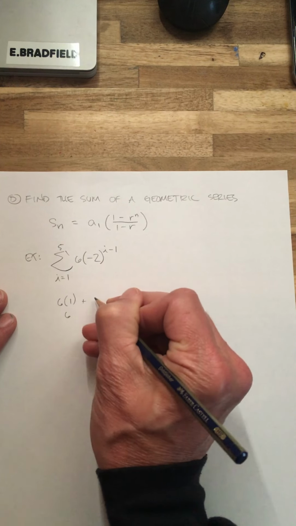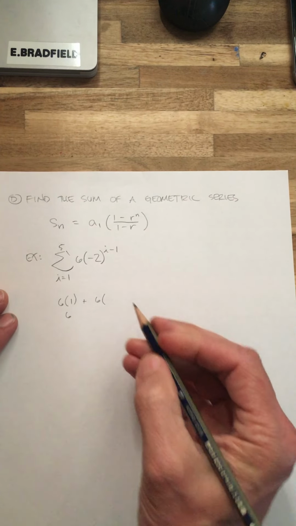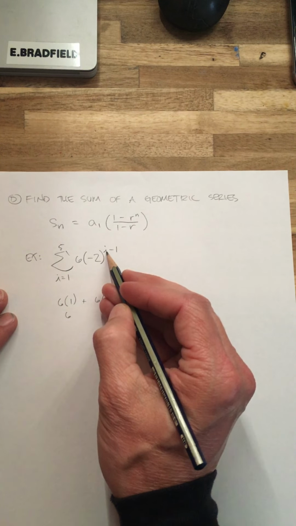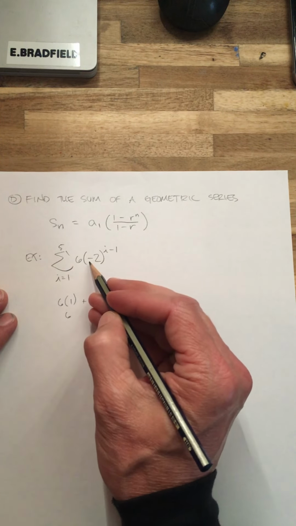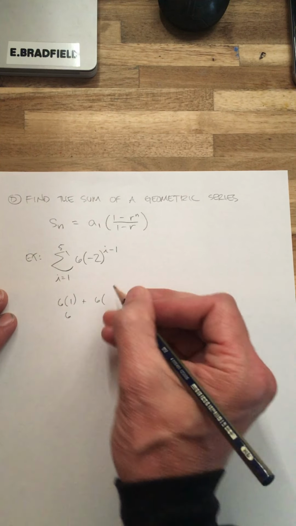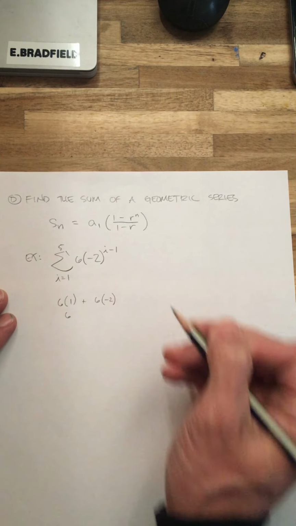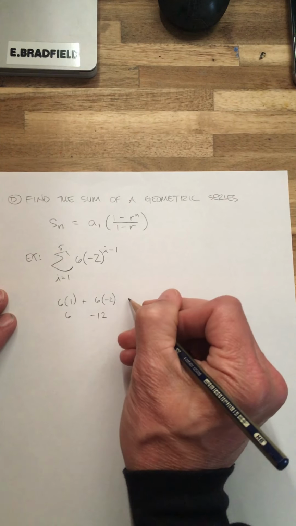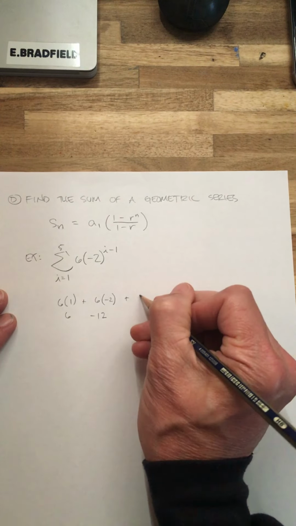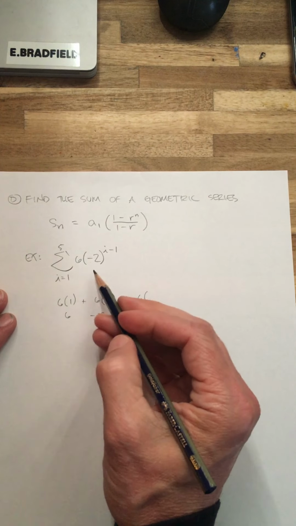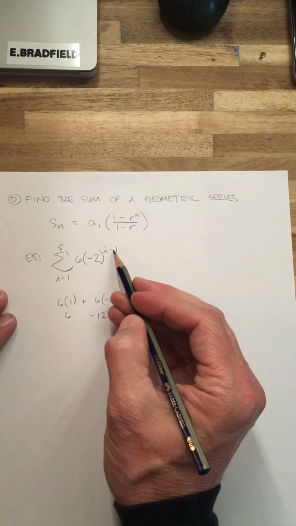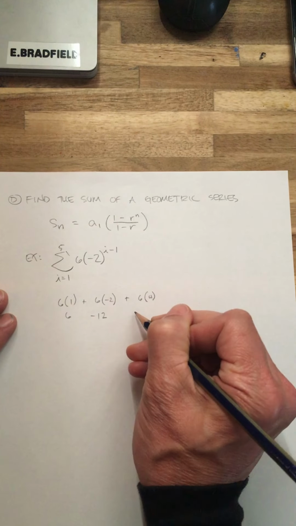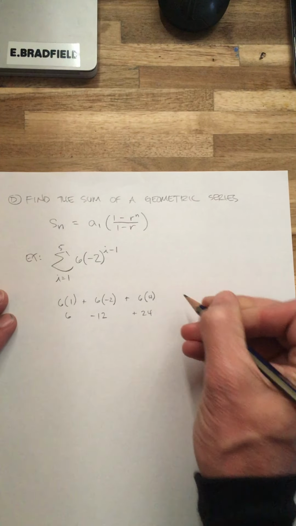Plus 6 times, now we're going to plug in 2 right here. So 2 minus 1 is 1. Negative 2 to the first power is still negative 2. So now we have 6 times negative 2, which is negative 12. Plus 6 times, now we're plugging in 3, so 3 minus 1 is 2, so negative 2 squared is 4, so 6 times 4, and that's plus 24.